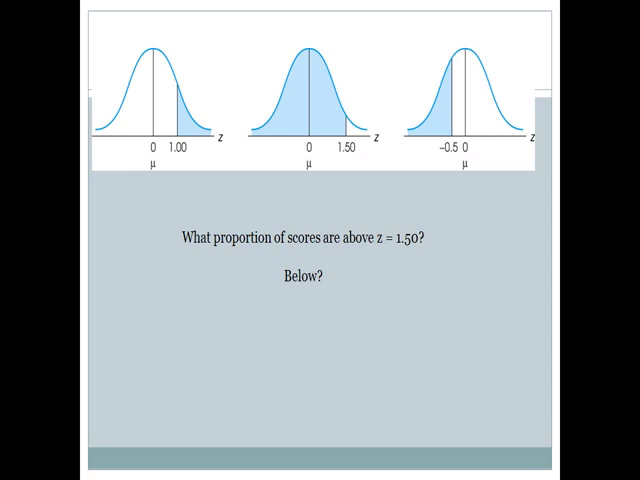If we are asking about a negative number, negative 0.5, now find these values in the unit normal table in order to follow along with this example. What proportion of scores are above a z-score of negative 0.5? That's about 0.69. And below is about 0.31. I'll suggest again, make sure you're following along and finding these appropriate numbers in the unit normal table.